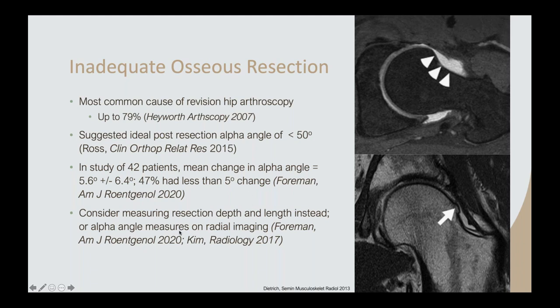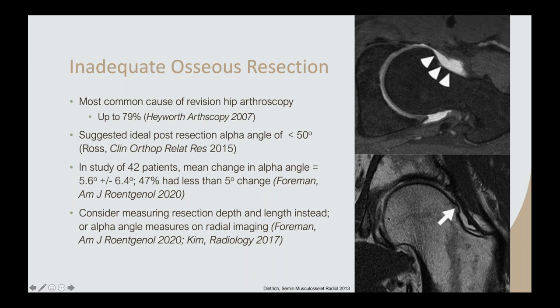So some other authors suggested that instead of measuring the alpha angle, you should measure the resection depth and length instead. This is because, as we all know, the alpha angle changes due to interoperator variance and also which cut of the axial oblique sequence you use to measure. For example, in these images from the same patient post-op, if you look at the axial oblique images, there's a good head-neck offset that's been created surgically.